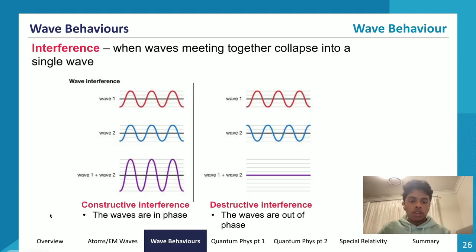Now let's move on to wave interference. What is wave interference? Wave interference is when waves meet together and combine into a single wave. So let's look at wave 1 and wave 2. What happens when these two waves interfere with one another? If you look over here, their crests align and their troughs align as well, and they have the same wavelength and the same amplitude. So we add these two waves together to form constructive interference, because the waves are in phase, because their troughs and crests align.